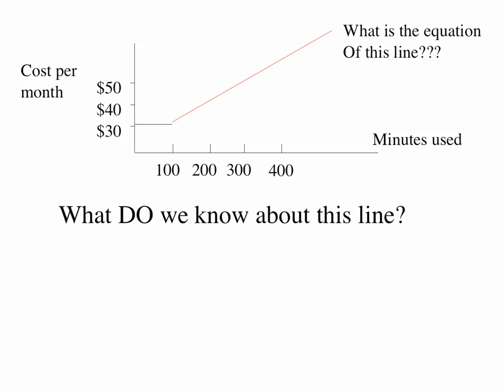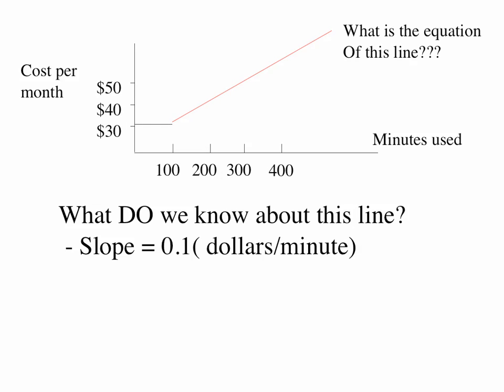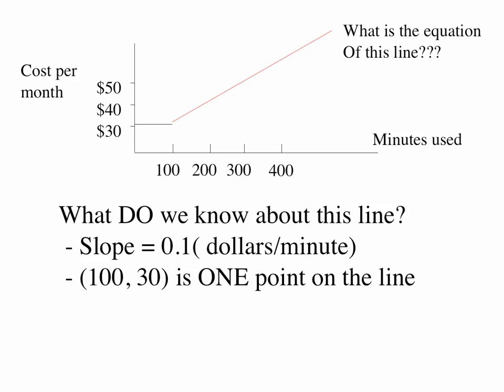Well, here's what we do know about this line, though. We know that its slope is $0.1 per minute. That's equivalent to 10 cents per minute. And there's one other thing that we know, even though it's a little hard to see here. We know one point on this line. We know the point (100, 30). We know that if we talk for 100 minutes, the cost is going to be $30. So we know the slope and one point on the line.